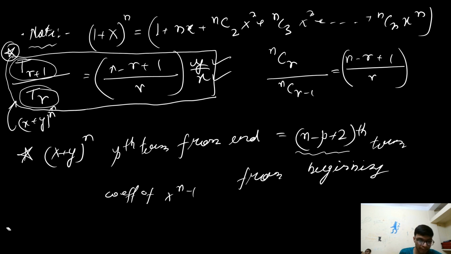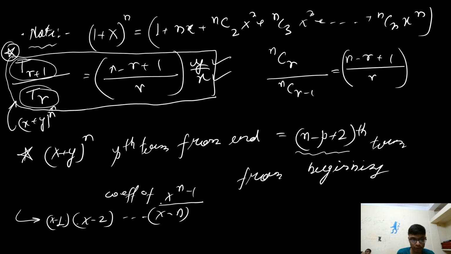Okay, so काफी बार क्वेश्चन में ये होता है कि you have to basically calculate the coefficient of x to the power n minus 1 in the expansion of x minus 1 multiplied with x minus 2 and so on multiplied with x minus n. तो इस पर्टिकुलर रिलेशन के एक्सपेंशन में आपको काफी बार पूछा जाता है कि what is the coefficient of x to the power n minus 1.